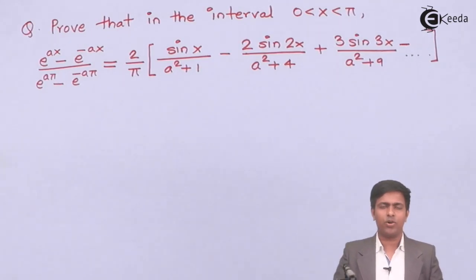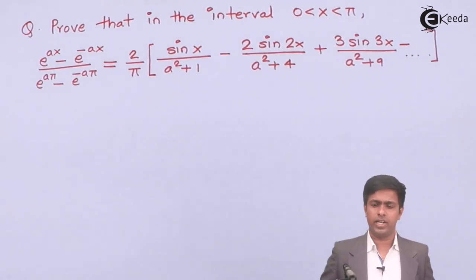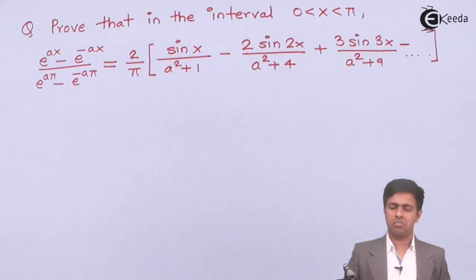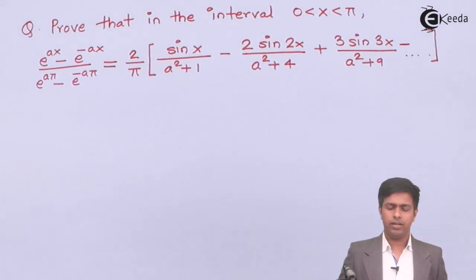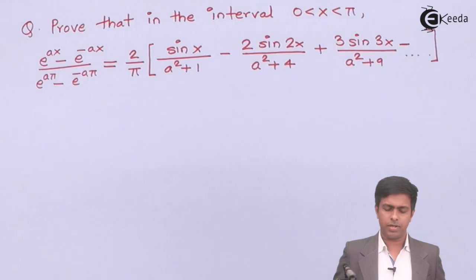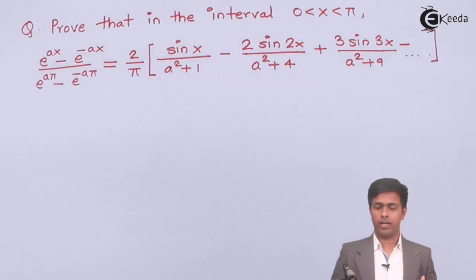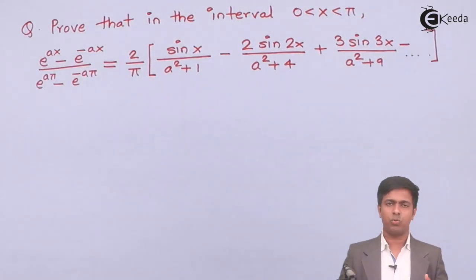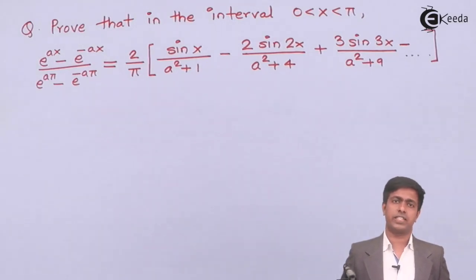Students, so now we are going to solve one more example on Fourier series. Here we have to prove that in the interval 0 to pi, (e to the power ax minus e to the power minus ax) upon (e to the power a pi minus e to the power minus a pi) is equal to 2 by pi into this series of sine.